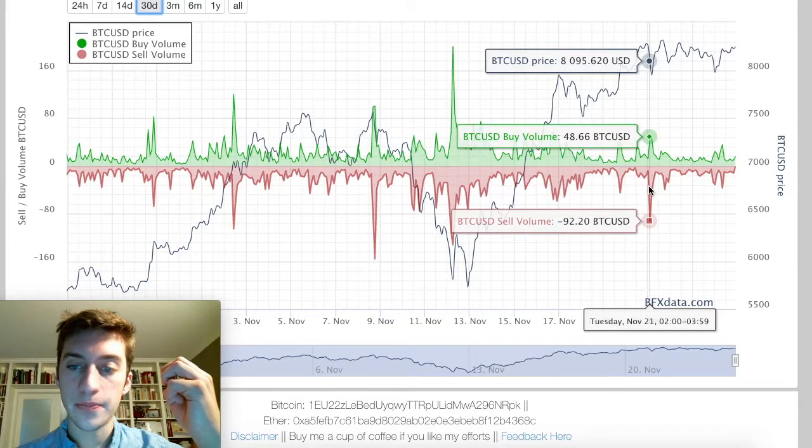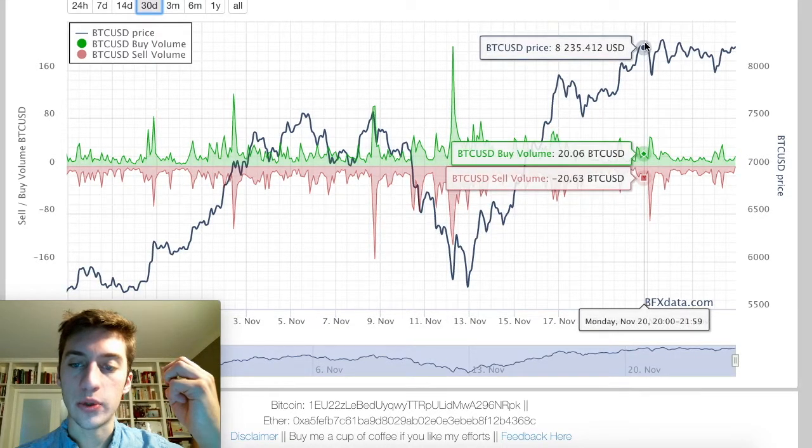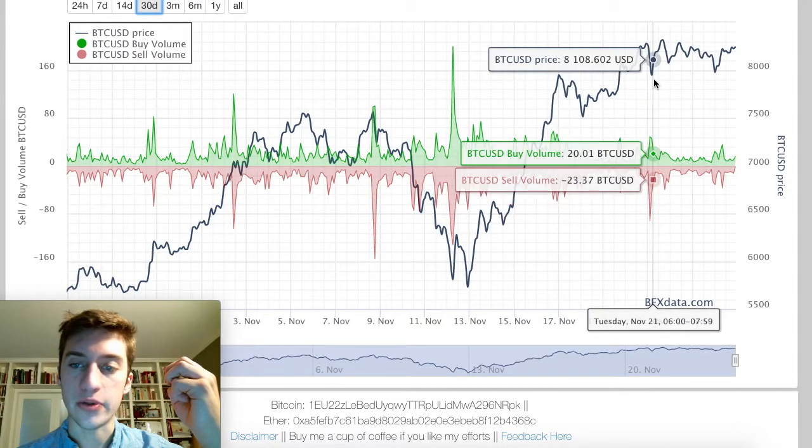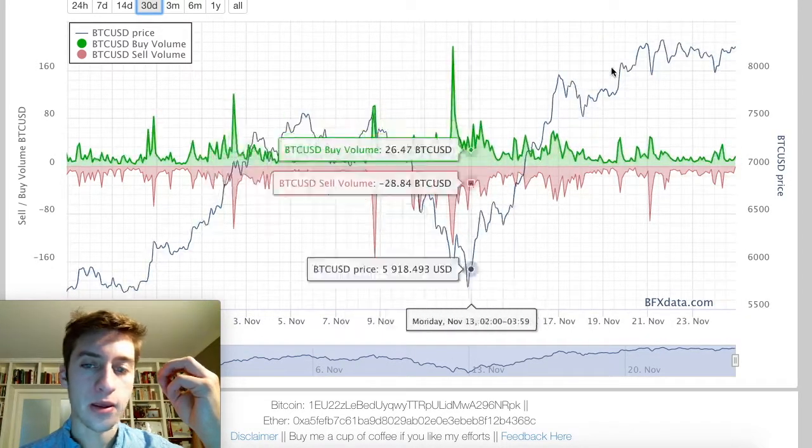And we can continue to see that here as well, where at this top right here, we have very high sell volume and not as much buy volume, and the market goes down and then begins to consolidate here and might go down even more.